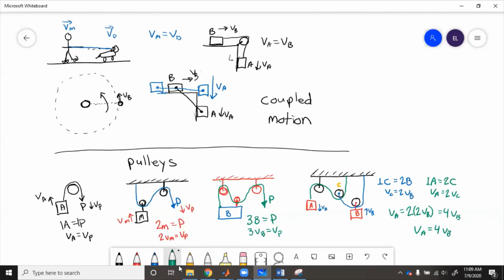So to do pulley problems, you just count the number of ropes. You need one equation for each rope. And then you see how many places the rope pulls on the block. You write that down, and then that indicates the velocity ratio.